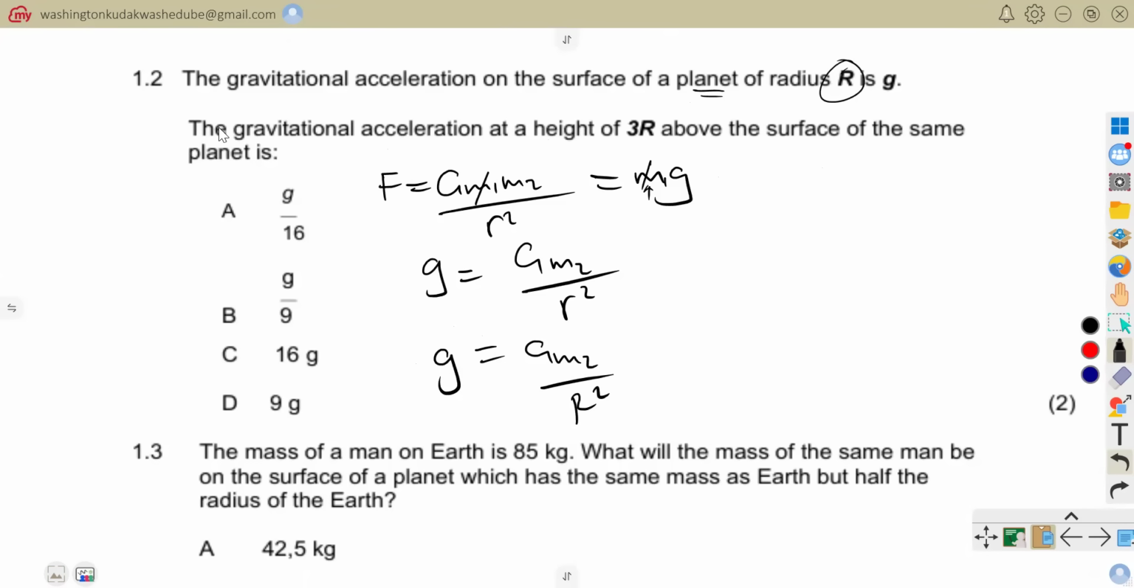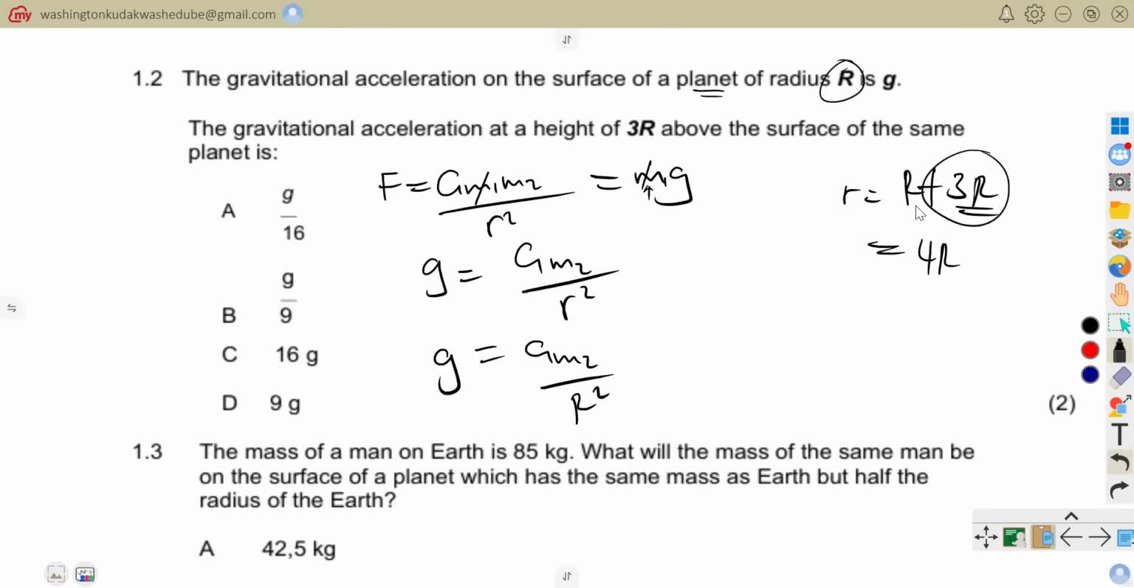What if now we are looking for the gravitational acceleration at a height of 3r above the surface of the same planet? Now, when we are at a height of 3r above this, it simply means that our r is now equal to this r, which is the radius of the planet, plus 3r, the distance above the planet, so that the distance from the center of this planet to where we are would be equal to 4r.